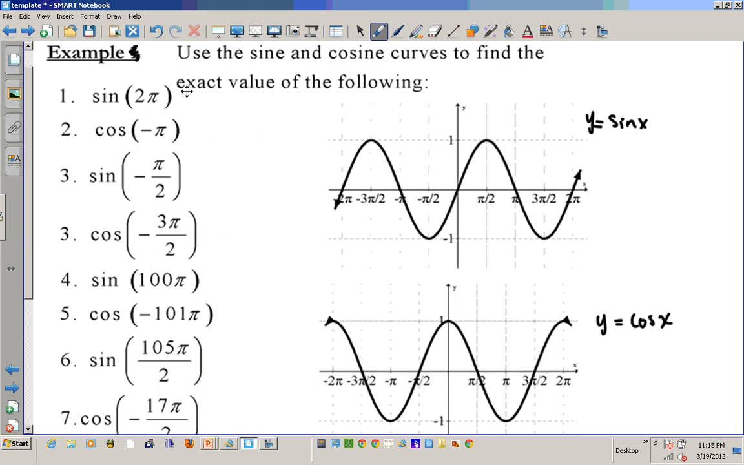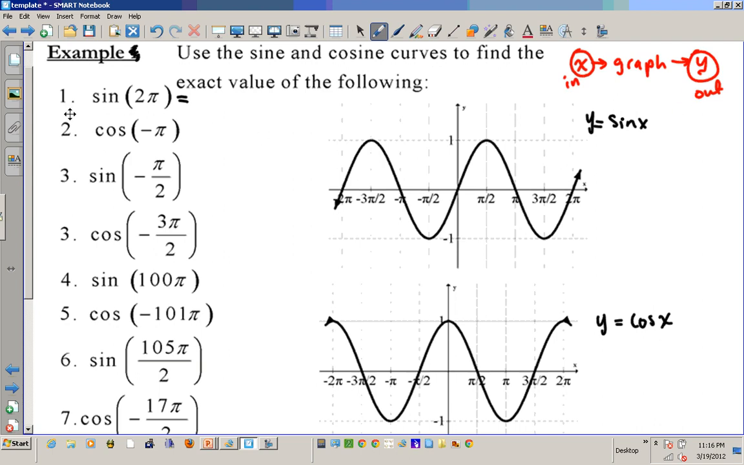Now, let's look for sine 2 pi. To do this, all you do is you're simply going to go from x to the graph to the y. And whatever your y value is, that's your output, right? And whatever your x value is, that's what you're inputting into the graph to generate an output.